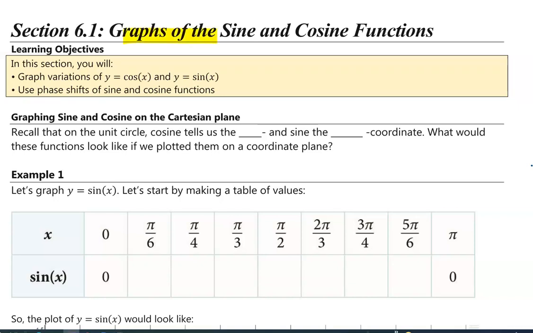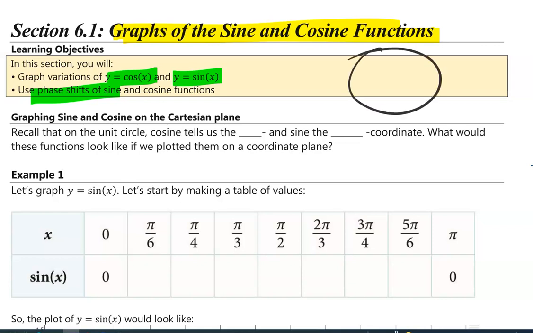Section 6.1 Graphs of sine and cosine functions. In this section, you will graph variations of y equals cosine x and y equals sine x. Also use phase shifts of sine and cosine functions. Let's recall the unit circle.